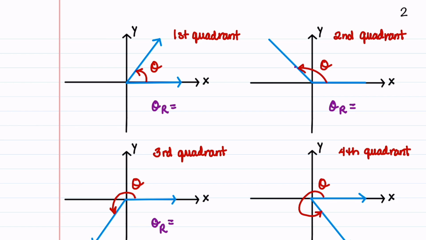If our angle is in the first quadrant, our reference angle is equal to it. Theta is theta and theta sub r is equal to theta. If theta is in the second quadrant, theta sub r is this angle, and theta sub r is equal to pi minus theta.